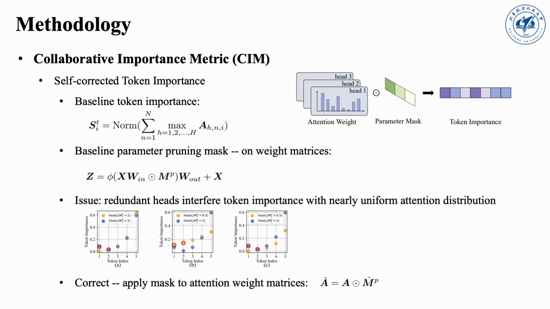For token importance, baseline metrics are usually derived from attention weights. However, parameter pruning masks directly applied to weight matrices may cause redundant heads to produce nearly uniform attention maps, which can dominate token importance estimation. To correct this, we move the parameter pruning mask to the attention map. In this way, the contribution of unimportant heads is gradually reduced to zero.